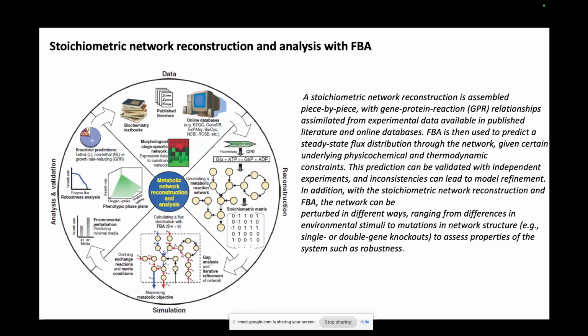Now, if that is not validated, you tune your model in such a way that you can replicate the experimental data that you are finding, right? So, in addition, with the stoichiometric network reconstruction and the FBA, the network can be perturbed in many different ways. This is where the real application comes in.